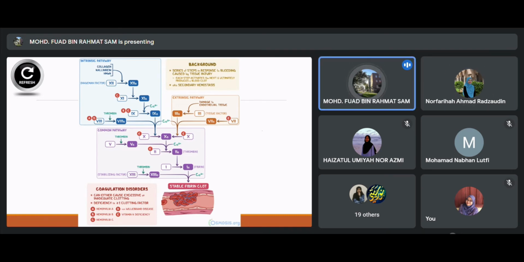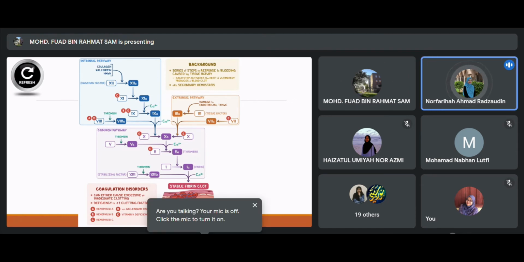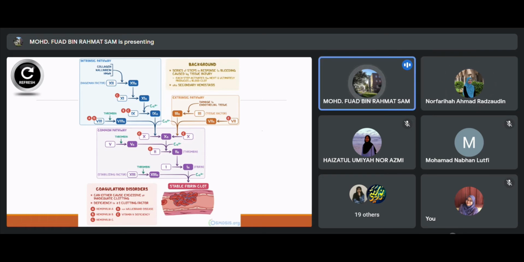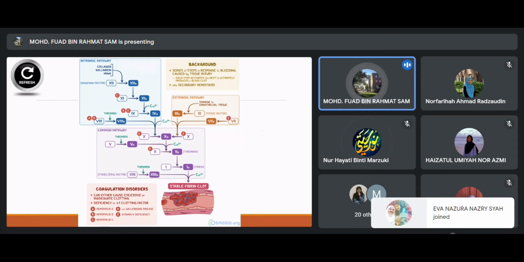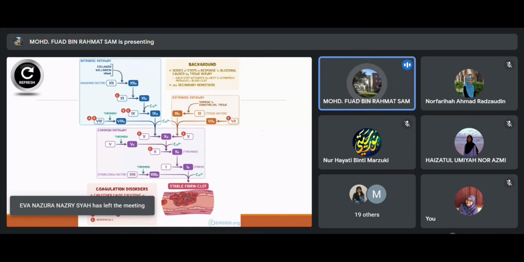Based on this figure, ada berapa pathway? How many pathways, and name the pathways? 3 pathways: intrinsic pathway, extrinsic pathway, and common pathway. Okay, so we got 3 main pathways dalam coagulation cascade. Okay, now next, Hayati. Can we have Hayati? Yes, doctor. Okay, Hayati. What type of coagulation factors yang ada dalam extrinsic pathway?